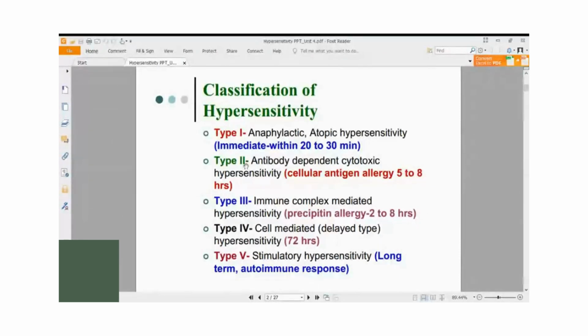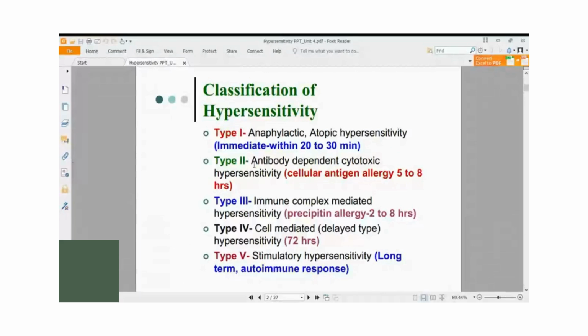Let us move on to the second type. I'll be dealing with each type in detail in the later part of this lecture. But now I would like to introduce the different types of hypersensitivity. Type 2 hypersensitivity. And this type 2 hypersensitivity is generally or majorly caused by antibody dependent cytotoxicity, where IgG or IgM are majorly involved.